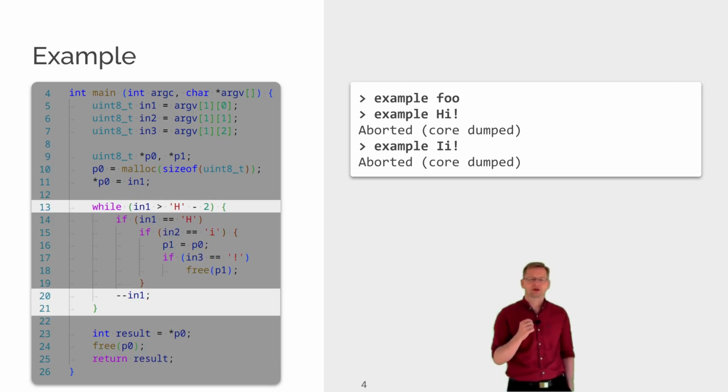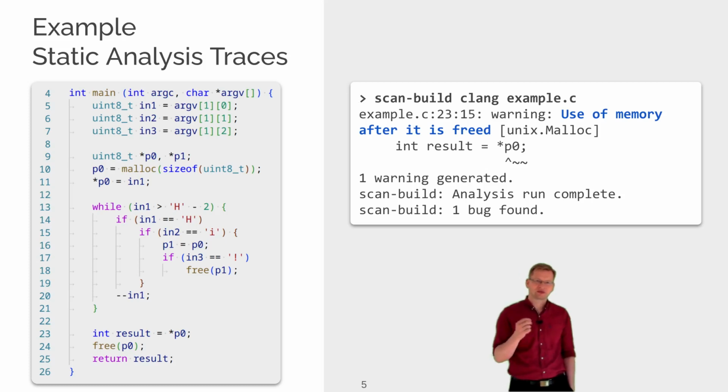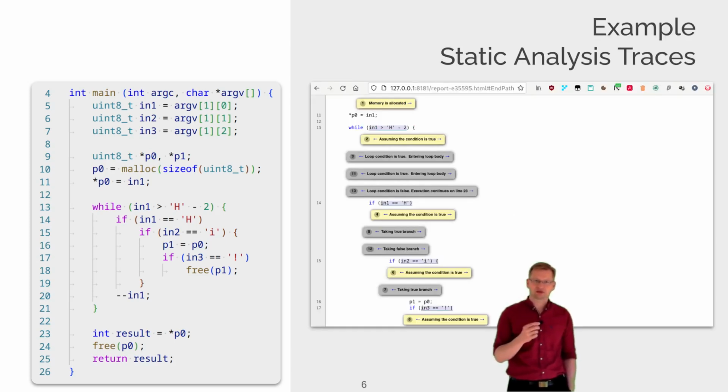Now, when we analyze this program with a static analyzer, here Clang static analyzer, it finds the bug and gives us a detailed trace to reproduce the bug. The trace is here shown in a developer-friendly way in the browser. Simplified, it says, first allocate memory in line 10, then enter the loop. For all three if statements, take the true branch, free the memory, iterate the loop one more time due to our loop condition, then exit the loop, and finally hit the bug in line 23.